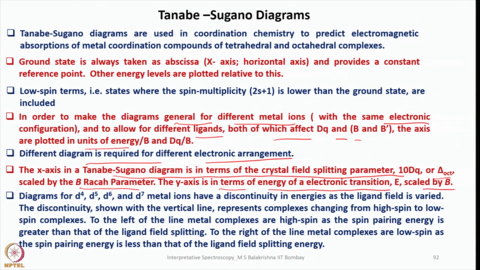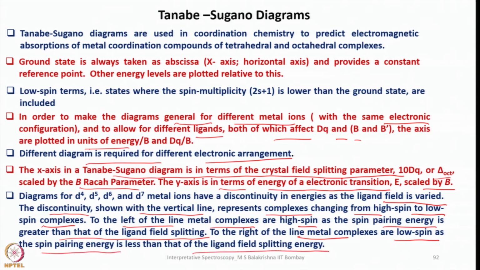Diagrams for d4, d5, d6, d7 metal ions have a discontinuity in energies as the ligand field is varied. The discontinuity, shown with the vertical line, represents complexes changing from high spin to low spin complexes. To the left of the line, metal complexes are high spin as the spin pairing energy is greater than that of the ligand field splitting. To the right of the line, metal complexes are low spin as the spin pairing energy is less than that of the ligand field energy.